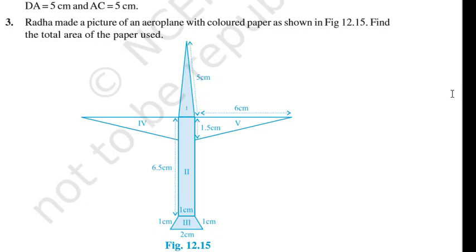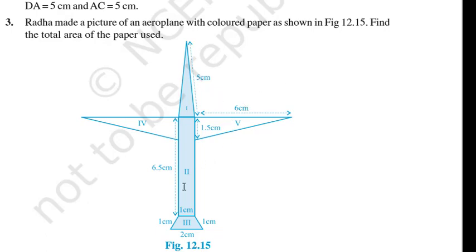Now in this class, let us see this question number 3. Radha made a picture of an aeroplane with the colored paper as shown in the figure. Find the total area of the paper used. So here you can see this aeroplane.